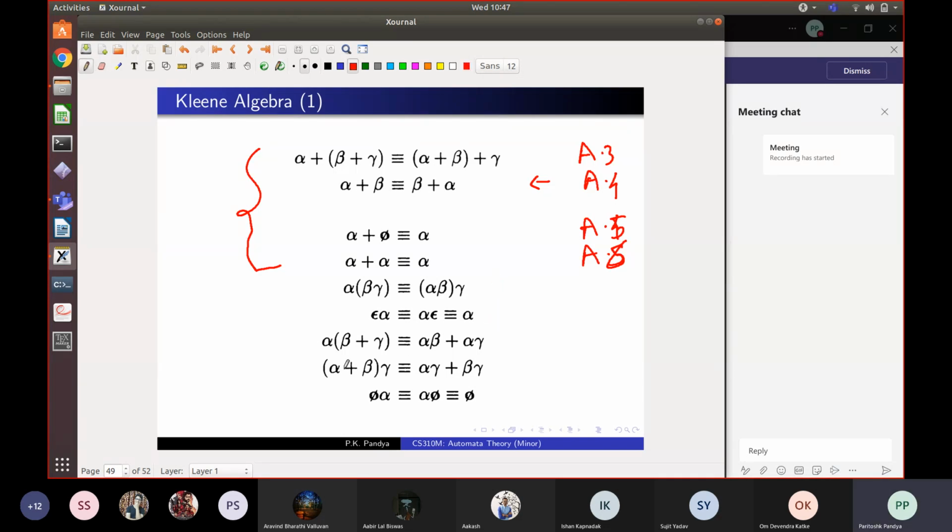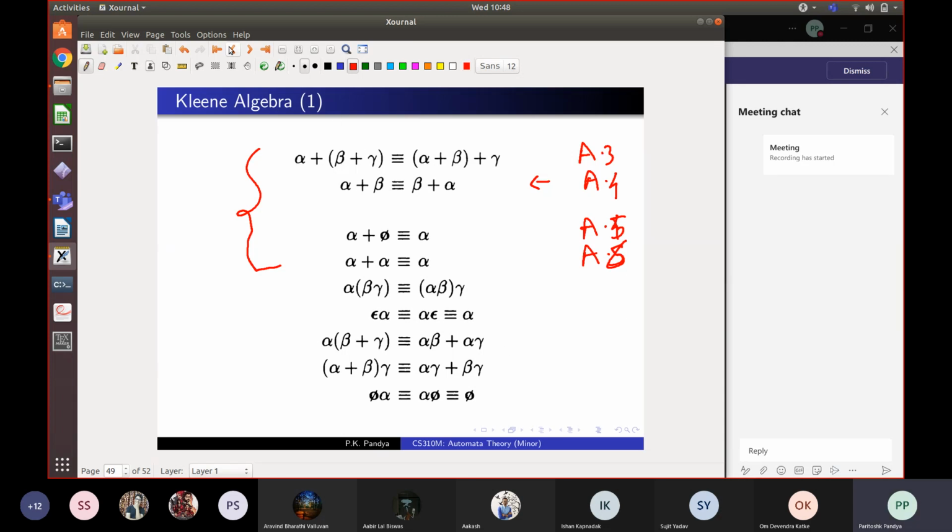Okay. You also have that alpha catenated with beta plus gamma is the same as alpha catenated with beta plus alpha catenated with gamma. So catenation distributes over union, and it distributes in the forward direction as well as the backward direction. So this also holds and this also holds, right? And if you catenate the empty set with anything, you will get the empty set. So I think these are all the rules that you need to learn. These are the basic rules of equivalence of regular expressions.